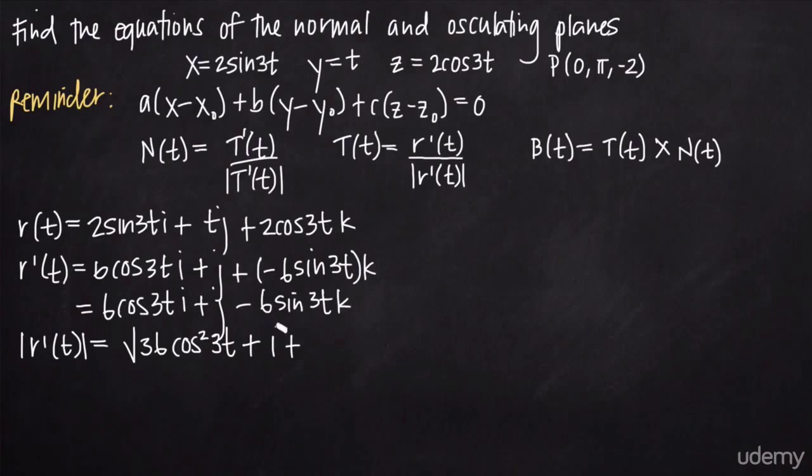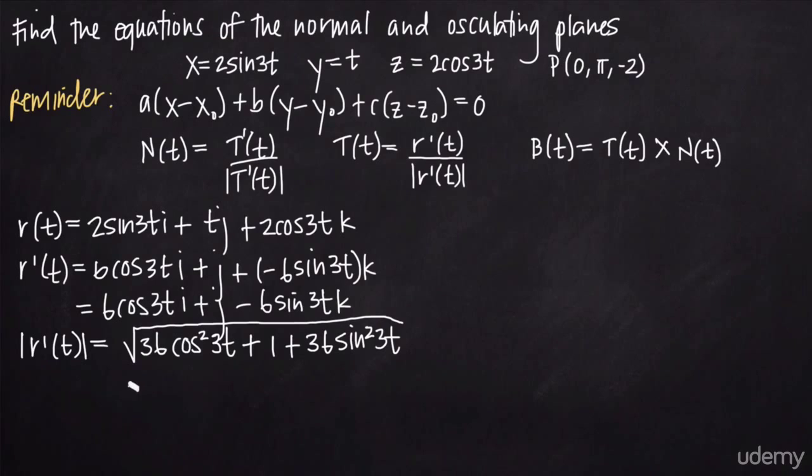Then we're going to add to that the square of negative 6 sine of 3t. Remember to include this negative sign. But of course, when we square it, it's going to go away anyway. So negative 6 squared gives us a positive 36. And then we get sine squared of 3t. So we just add those all together, and we put that underneath our square root sign here.